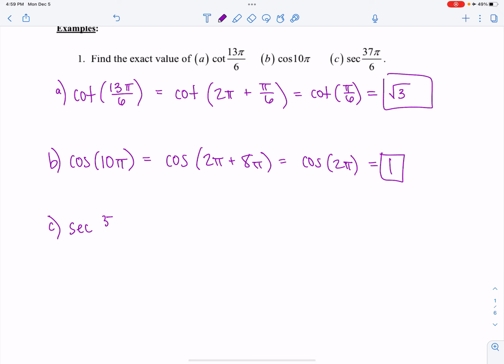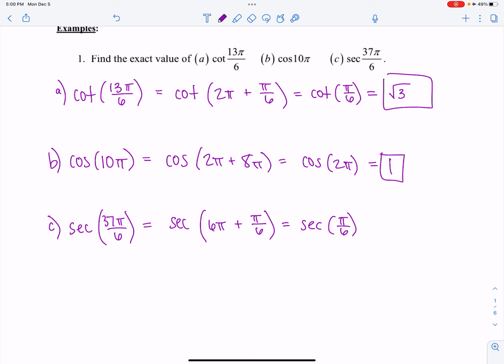Secant of 37 pi over 6. Well, we probably want to be looking at pi over 6, right? Secant, we can break this up as 6 pi plus another pi over 6. That would give us 37 pi over 6. This lands us in the same place as secant of pi over 6. So we really only need to worry about what is the secant at pi over 6. That's 2 radical 3 over 3.